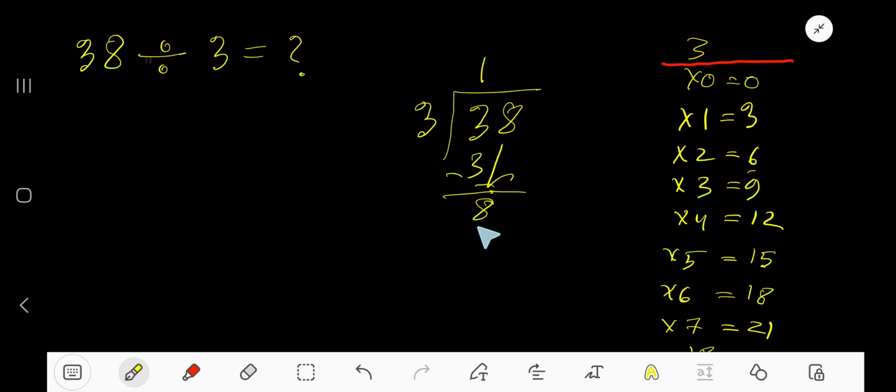0 8 means 8. 3 goes into 8 how many times? 3 times 3 is 9, which is greater, so 2 times actually. So 2 times 3 is 6, subtract, 2. So our answer is 12, remainder 2.